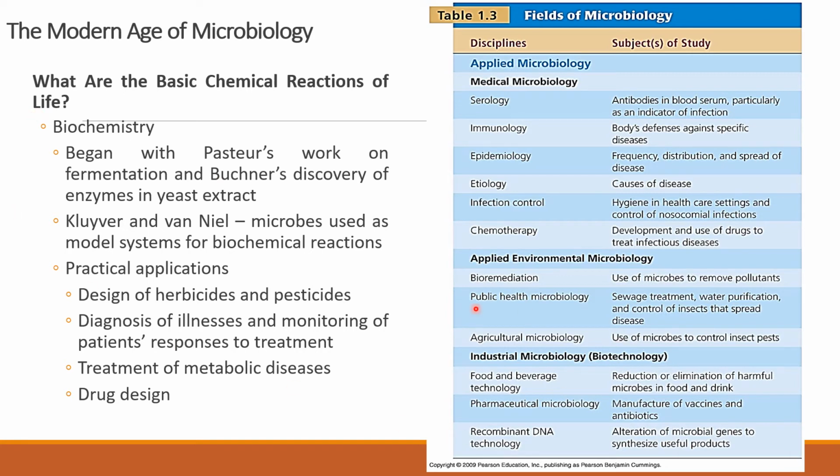Applied and environmental microbiology includes bioremediation, that is use of microbes in pollution control. Then public health microbiology, wherein we can use them for sewage treatment, water purification and all. Agriculture microbiology is about use of microorganisms in agriculture as biopesticides or biofertilizers too. Industrial microbiology includes the food and beverage industry, wherein you can reduce or eliminate harmful microorganisms.